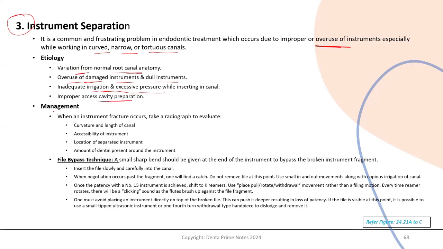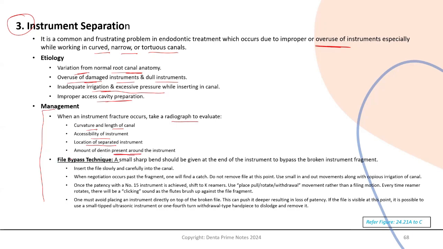So how do we manage it? Treatment. When an instrument fracture occurs, first of all, take a radiograph to evaluate curvature and length of canal, accessibility of the instrument, location of the separated instrument, and amount of dentine present around the instrument.